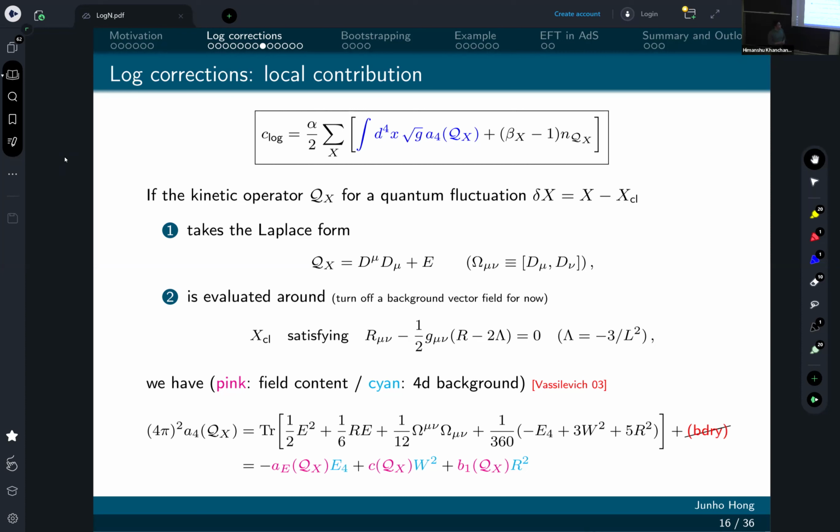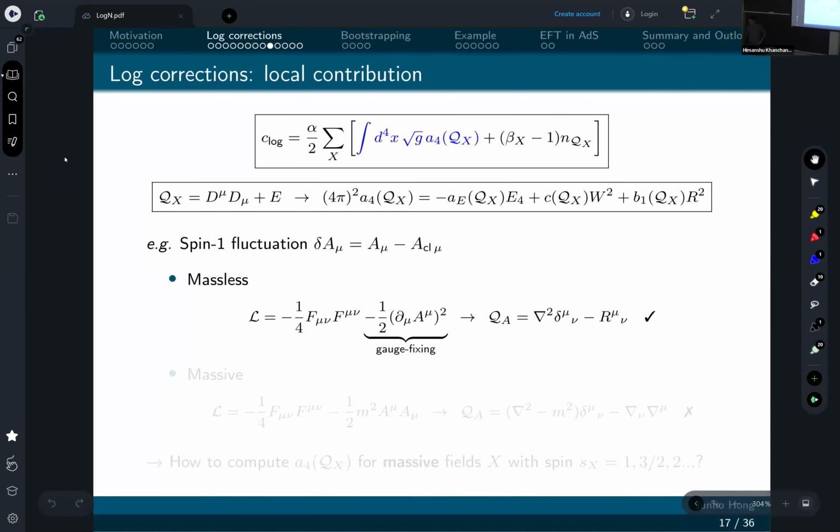So it seems like the next task is to determine this coefficient for fields from spin 0 to 2. Then it seems like we are done. But of course, we have to check if these assumptions are satisfied to rely on this formula.